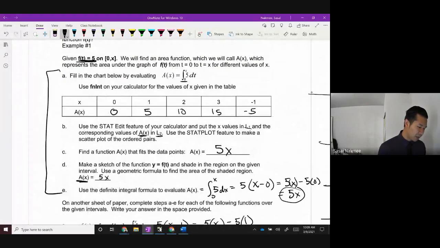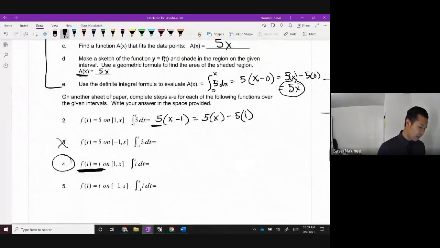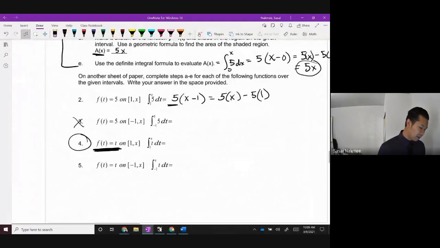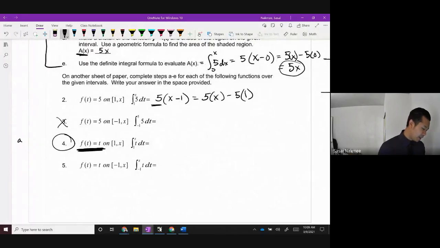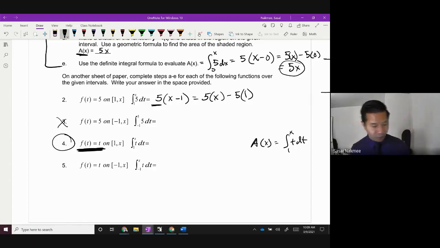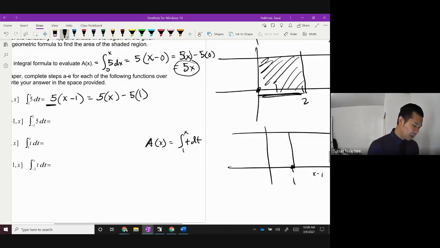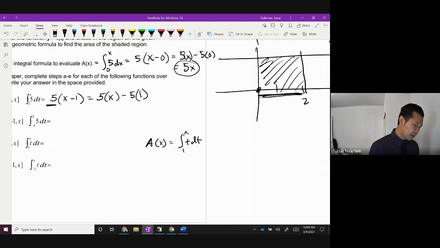So we did this for f of t equals 5, and we said a is equal to this. For number 4, let a of x be equal to the integral from 1 to x of t dt. So do the same thing. Make a table for this one, but instead of it being 5, you're going to use the value of whatever t is at that point. So plug in these values here.